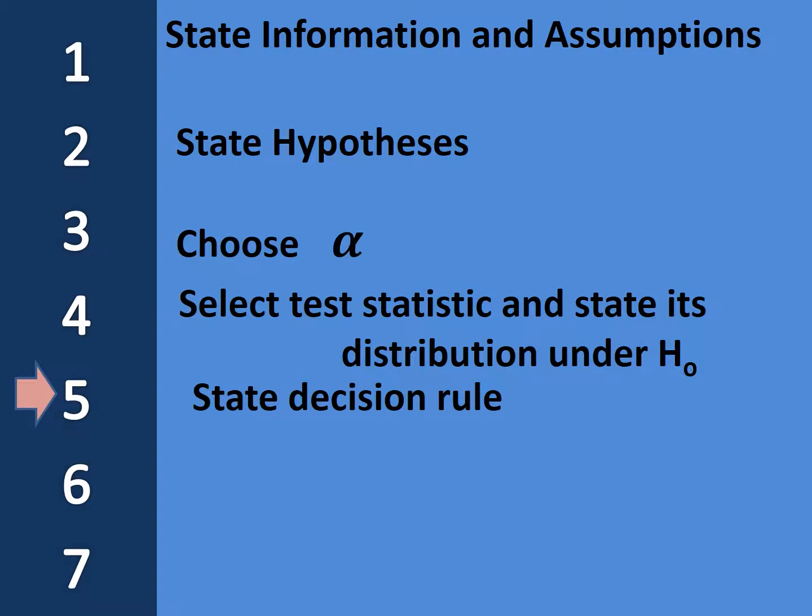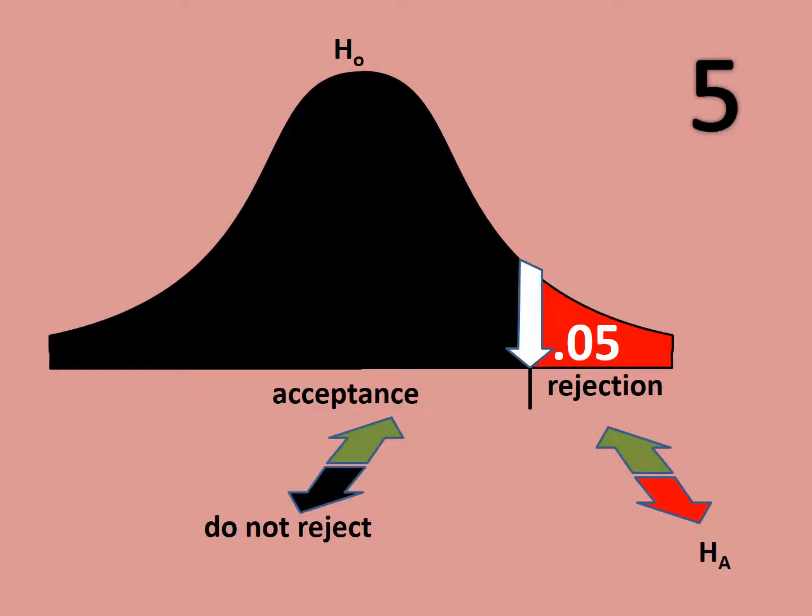Step 5 of our hypothesis testing procedure requires us to explicitly state, in terms of the test statistic, the decision rule that will be used to decide whether or not to reject the null hypothesis, H sub 0. In specifying the decision rule, we must partition the possible outcomes of the study, as represented by different values of the test statistic t, into two regions called the acceptance and rejection regions.